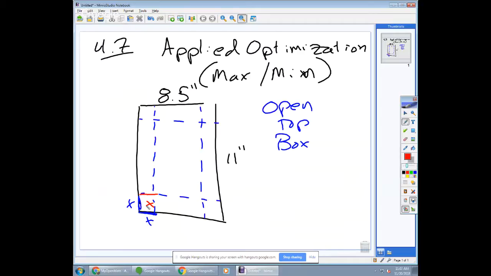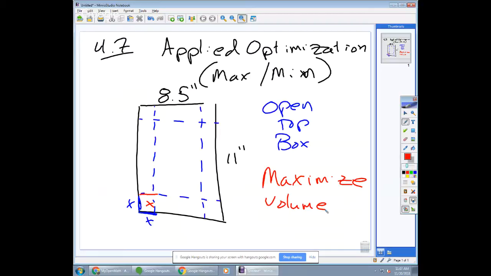So this open top box, we are trying to maximize the volume. So you could have a very shallow box, not very tall, or you could have a relatively tall box. Would it be the average of the two sides? Well, that's a good question.